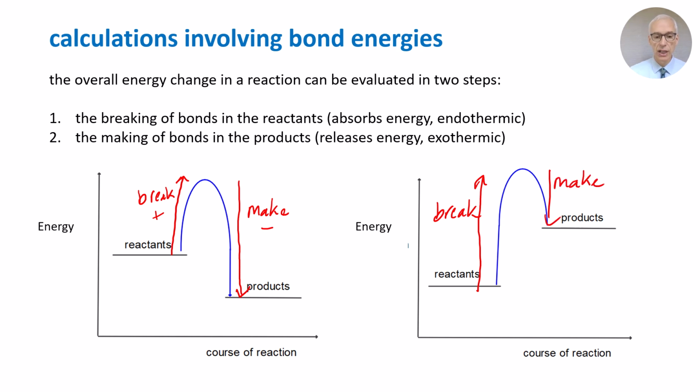Now, of course, this doesn't actually happen in a chemical reaction. This is a theoretical idea that enables us to calculate the overall energy change, the difference between the energy state of the reactants and the products. So if we break all the bonds and then make all the bonds, we can come up with a pretty accurate assessment of the overall energy change, even though it's a theoretical process.